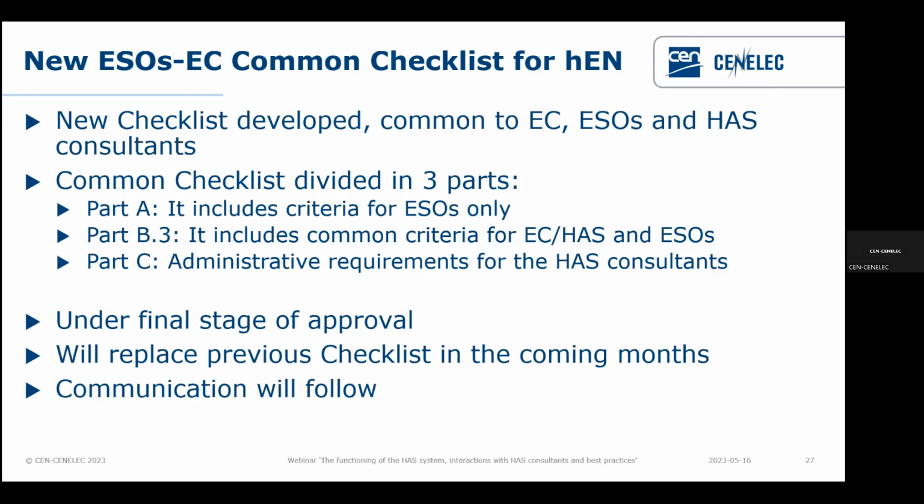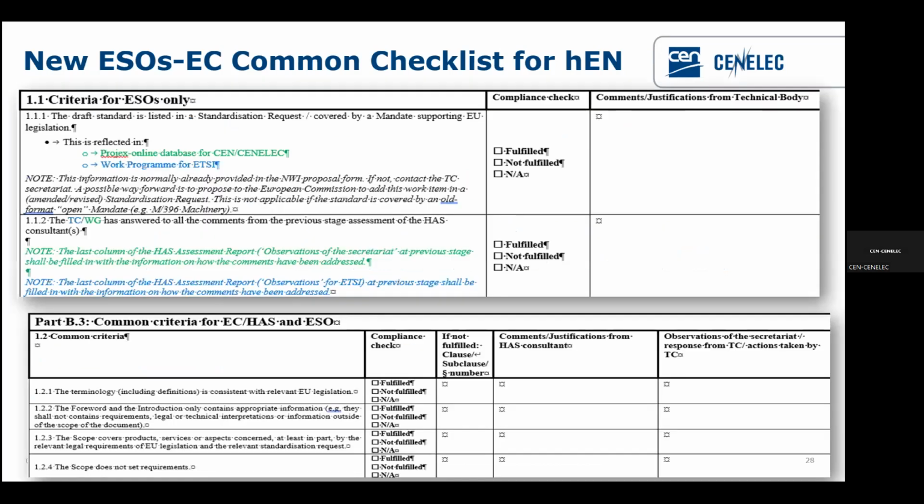This checklist is actually at the final stage of approval and will replace the checklist for harmonized standards in the coming months. There will be specific communication and training about this new common checklist that will follow in the coming weeks. This is how the new common checklist looks like. You can see part A at the beginning that is common to the ESOs, and then part B that is common to the European Commission, the HAS consultants, and the ESOs. I will now give the floor to Mauro for the last updates.